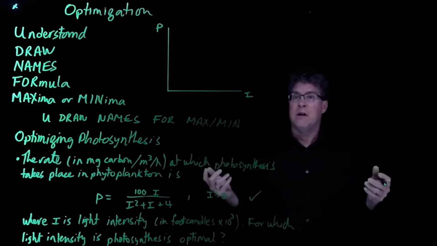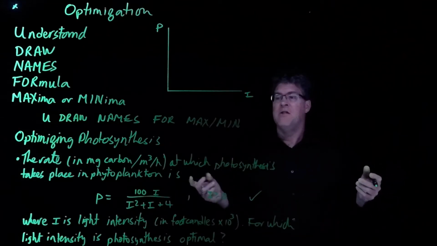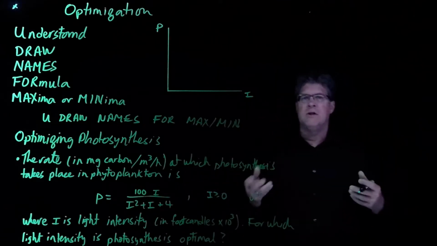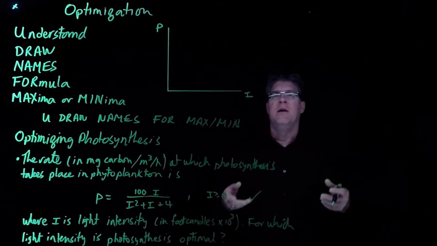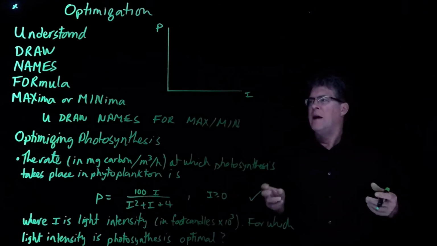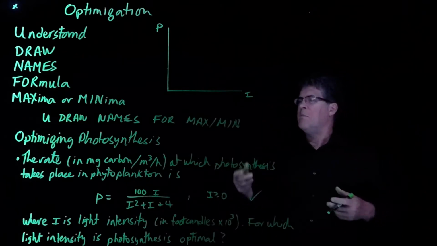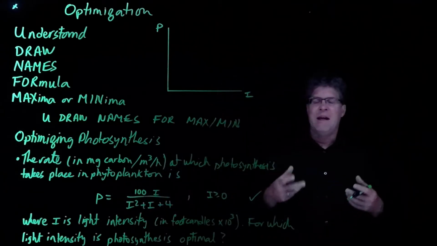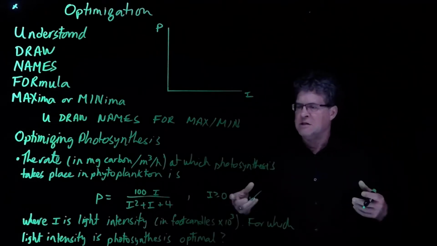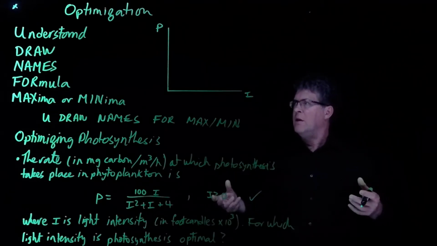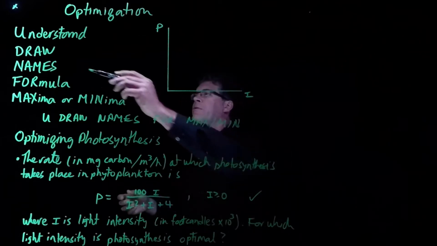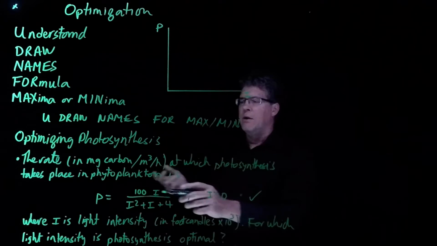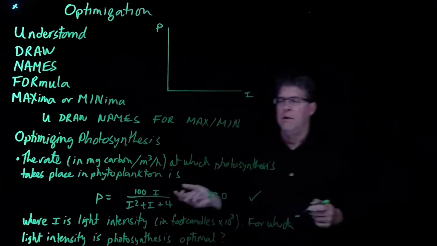Okay, today we want to talk about optimizing photosynthesis. So phytoplankton photosynthesize, they live in the water, but the rate at which they photosynthesize depends on the intensity of the light. Now, the rate of photosynthesis is in milligrams per meter cubed per hour, and the intensity of the light is in thousands of foot candles. And there's a formula given here. So we're already at the point where we've got the names and the formula, and the formula is given as P of I equals 100I over I squared plus I plus 4.